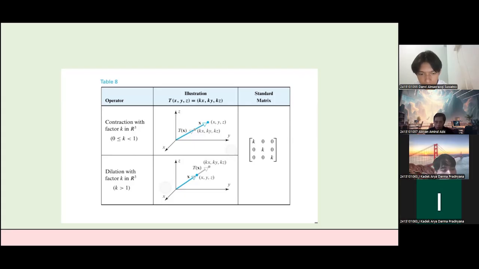Okay. Danvi, please stop the canvas screen, and Abiyan, share the whiteboard, please.